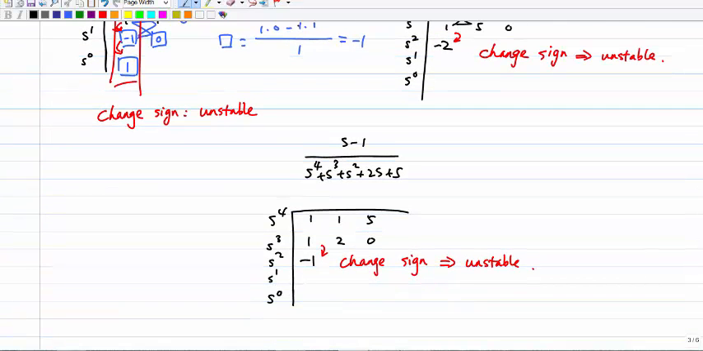So this is one more example. So you follow the same procedure to build a Routh array. So s to the 4th, s to the 3, s squared, s to the 1, s to the 0. You put in the coefficients 1, 1, 1, 2, 5. So 1, 1, 1, 2, 5, 0, of course. When you compute the cross multiplication, you have 1 times 1 is 1, minus 1 times 2 is 2. So 1 minus 2 is negative 1, divided by 1 is negative 1. So it's still a change of sign, so it's unstable.